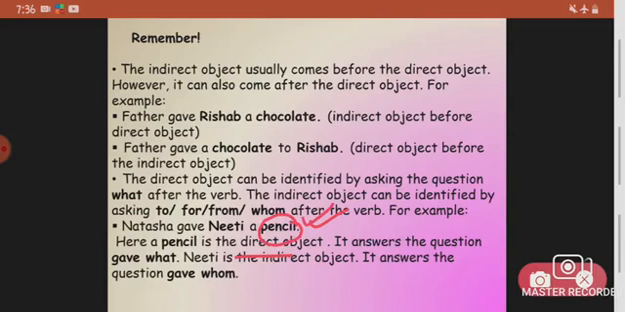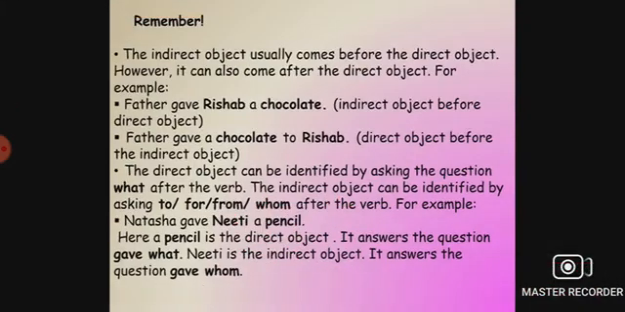And Neeti is the indirect object. To whom did she give? She gave it to Neeti. So whom, from, for, or to for indirect, and what for the direct, right? So I hope this is clear. This is very important to understand the difference between the direct and the indirect.